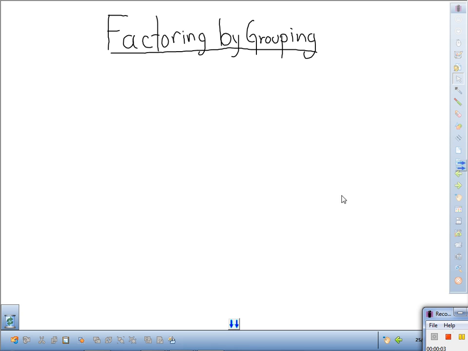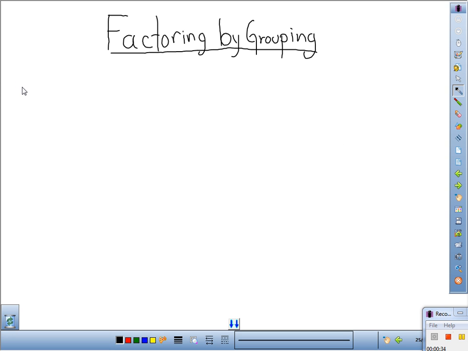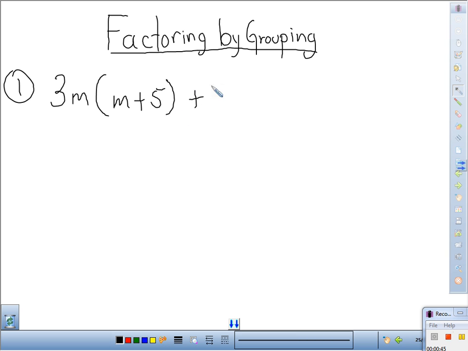Okay? Here we go. Number one. Write this down, please. We got 3m, open parentheses, m plus 5, close parentheses, plus 4, open parentheses, m plus 5, close parentheses. Before you do this one, let me go over this one first. Yesterday I presented this by factoring by grouping, and I did most of the work. Like I said, it's done in your noodle, but I'm going to show you the process that goes on in my noodle.